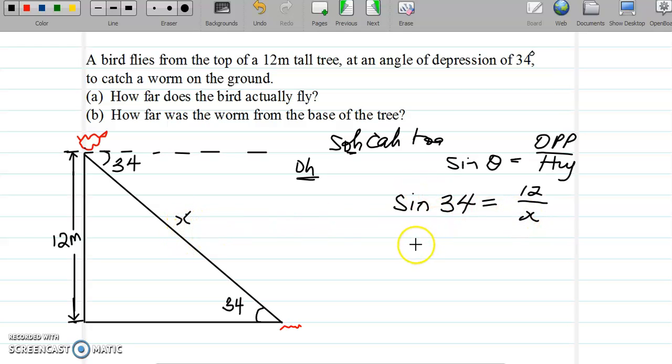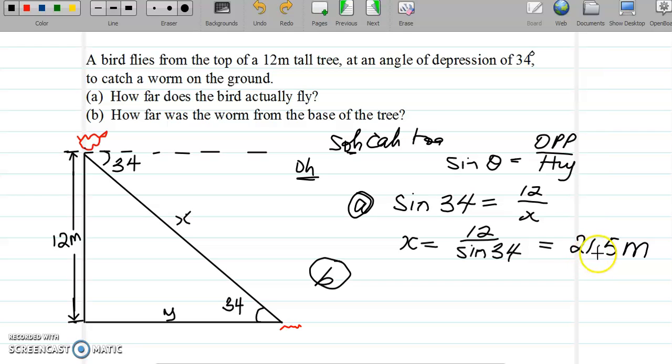So in this case, if I cross multiply, let's look at what this gives us. 12 over sine 34. So let's find, so that gives us what? 21.5 meters.